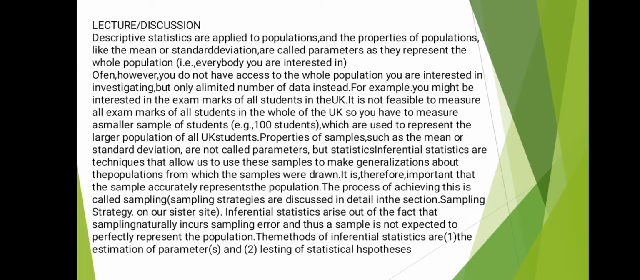Properties of samples such as mean or standard deviation are not called parameters, but statistics. Inferential statistics are techniques that allow us to use this sample to make generalizations about the population from which the sample was drawn. It is therefore important that the sample accurately represent the population. The process of achieving this is called sampling. Sampling strategies are discussed in detail in the section on sampling.